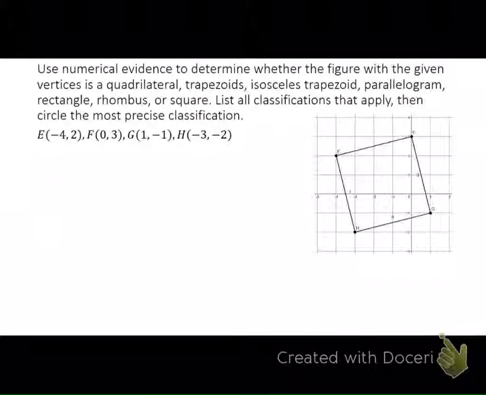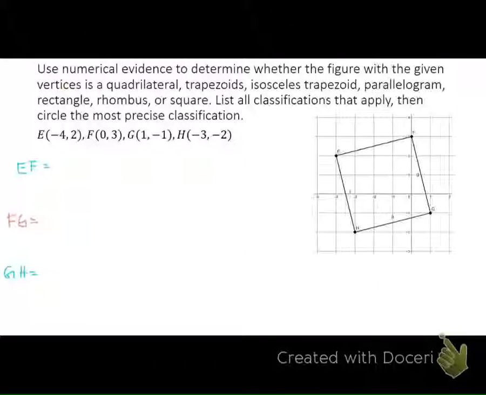Last one. Use numerical evidence to determine whether the figure with the given vertices is a quadrilateral, trapezoid, isosceles trapezoid, parallelogram, rectangle, rhombus, or square. List all the classifications and circle the most precise. So I have EF, FG, GH, and EH.